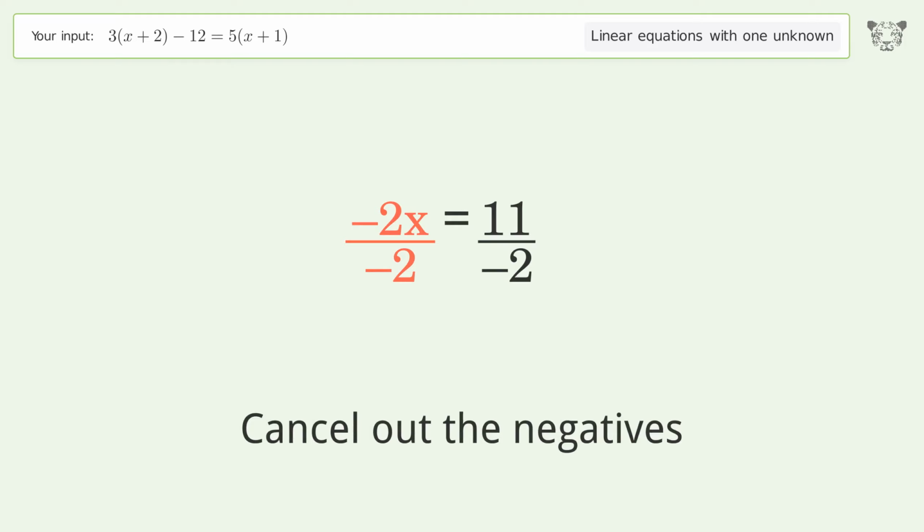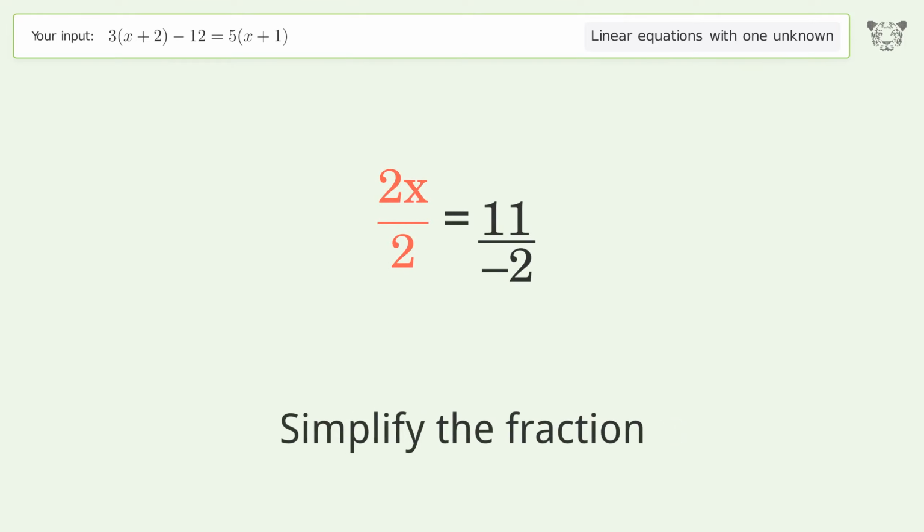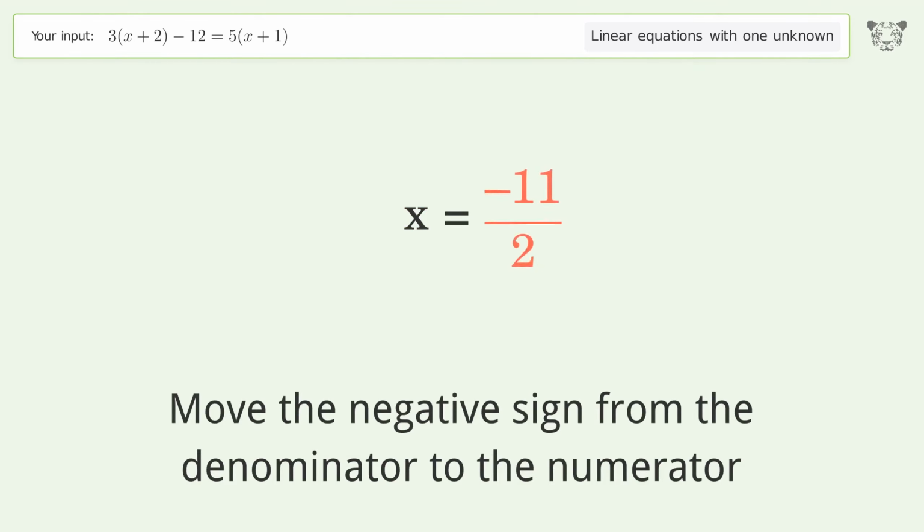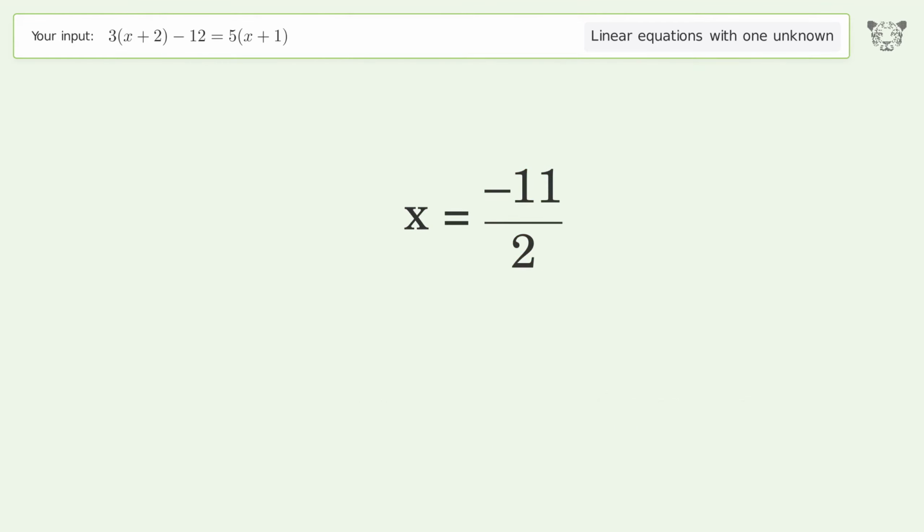Cancel out the negatives. Simplify the fraction. Move the negative sign from the denominator to the numerator. And so the final result is x equals -11/2.